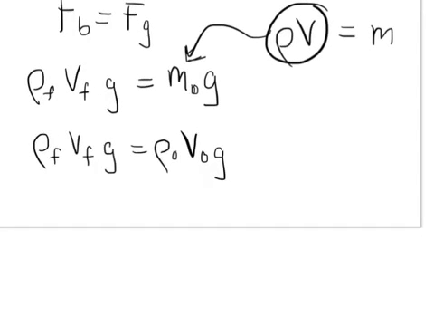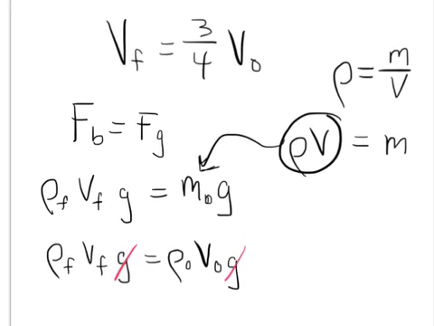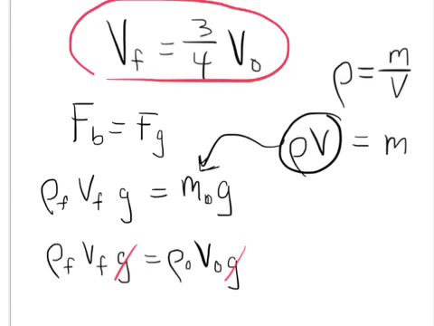Anyhow, this is where we're at right now. What are we trying to find? Here's what we're trying to find. Right here. We're trying to find rho O, the density of the object. What can we cancel on each side? Gravity. O for object. Cancel gravity. Now, replace VF with the definition of VF from up here.